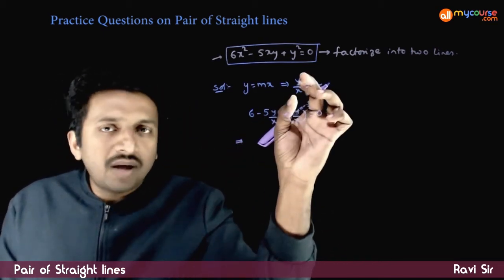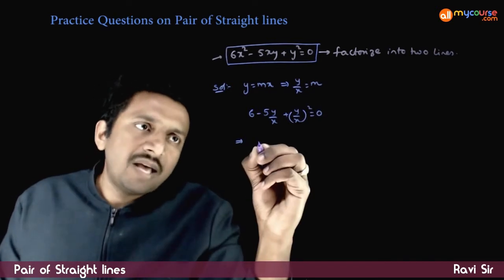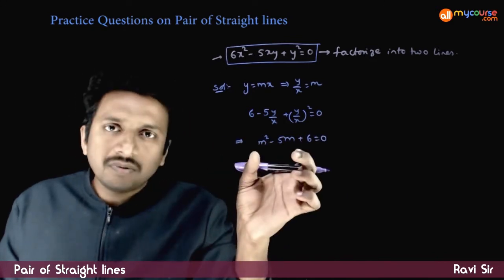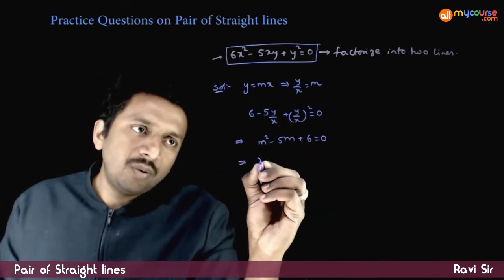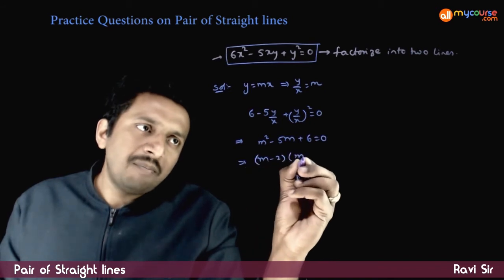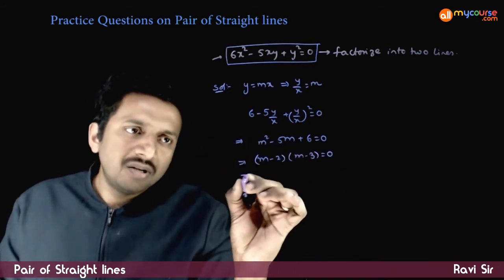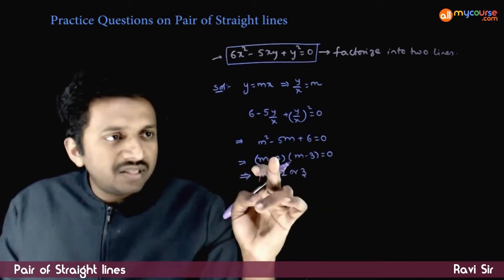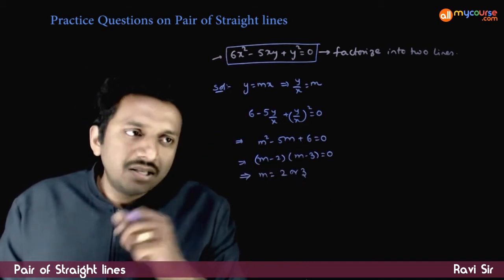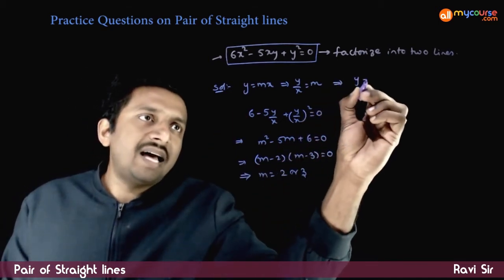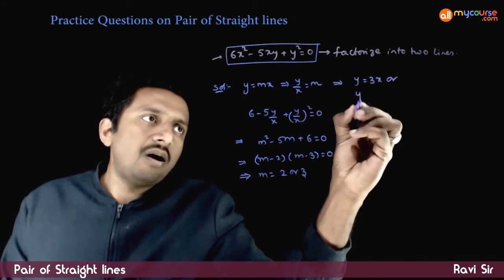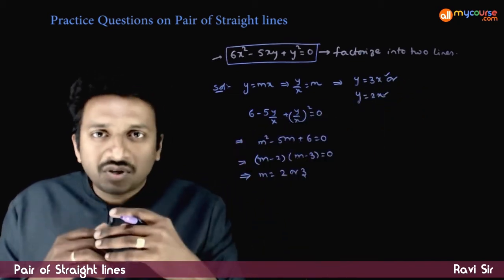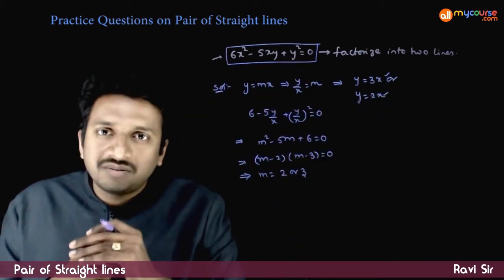So by my assumption, y by x is assumed as m. So m square minus 5m plus 6 is equal to 0. This can be very easily factorized into (m minus 2) times (m minus 3) is equal to 0. This implies m is equal to either 2 or 3. So this implies the lines are y is equal to 3x or y is equal to 2x. So these are the equations of the lines which make up this equation.